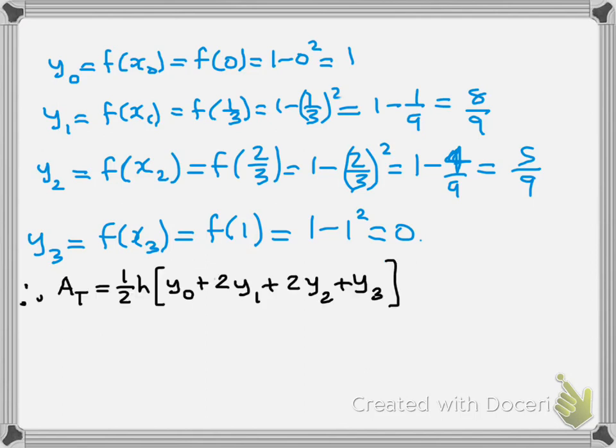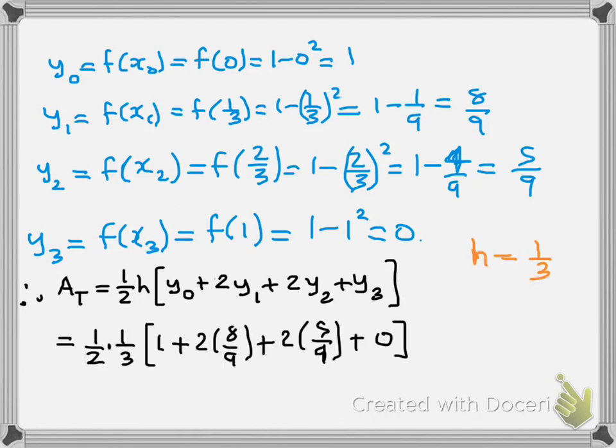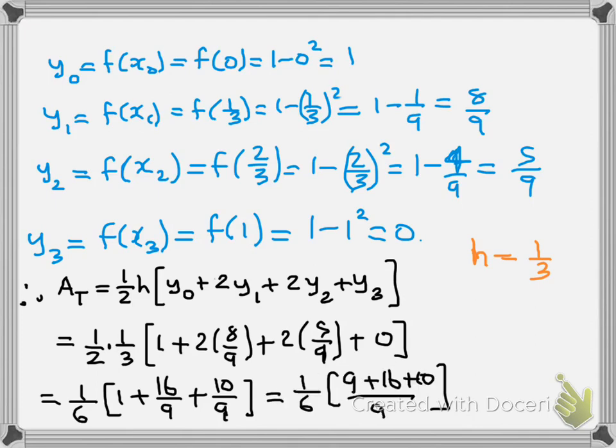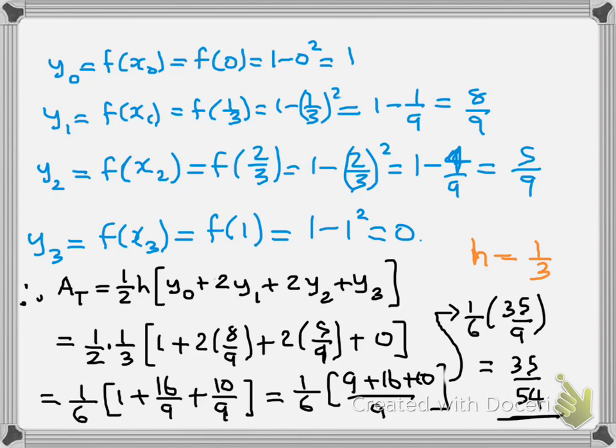So therefore, the area under the curve using the trapezoidal rule in this example, according to the formula that we've written here, h over 2 times y sub 0 plus 2y1 plus 2y2 plus y3, given that h is 1/3, will be half times 1/3 times 1 plus 2 times 8 over 9 plus 2 times 5 over 9 plus 0. If you simplify with some arithmetic, your result will be 35 over 54.